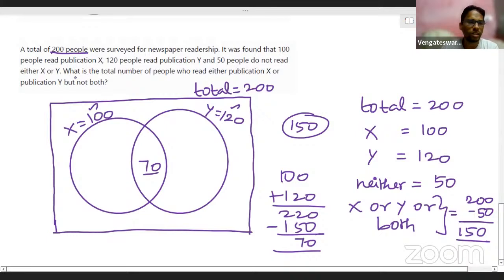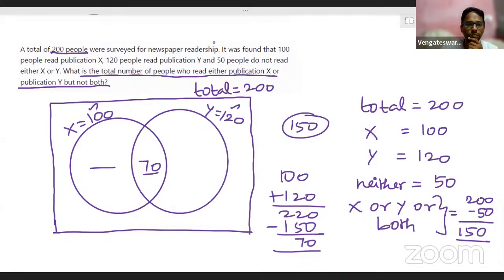Finally, read the question. What is the total number of people who read either publication X or publication Y, but not both? That's the question. So what can be done here? Very simple. I will give you one good approach to understand this. I need only X readers and on this side only Y readers. Only X readers will be how many people, students? How many might read only X?